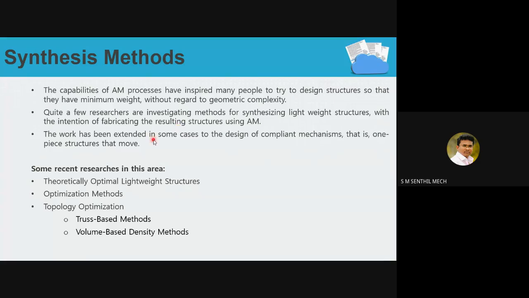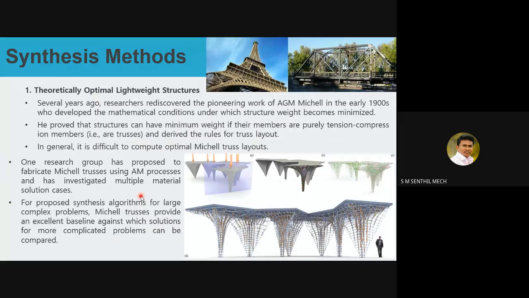Some recent researchers in this area are trying to theoretically obtain optimal lightweight structures, and they are also trying different optimization methods that can be applied to get lightweight structures. They are also going for topology optimization, basically trying to change the entire product that you are going to produce. Let us give you a glimpse of what these are.